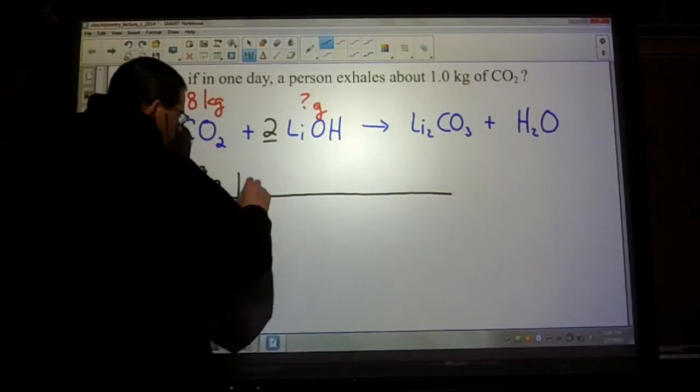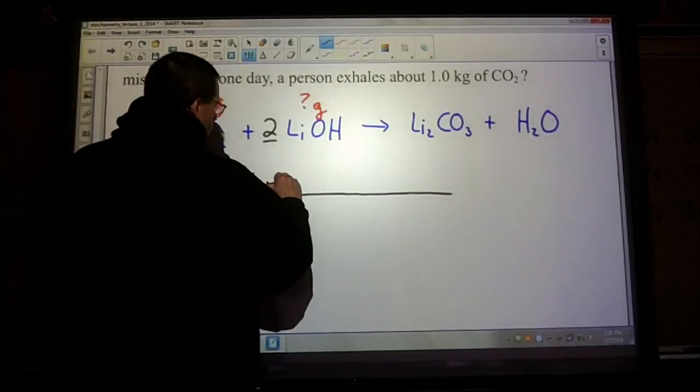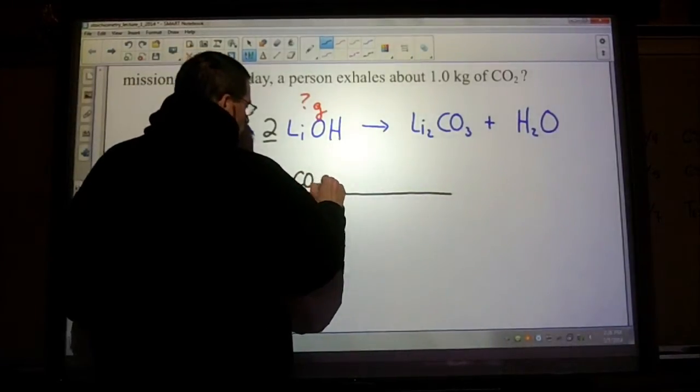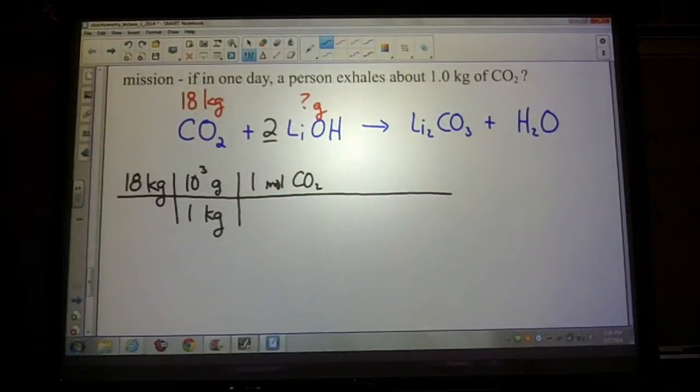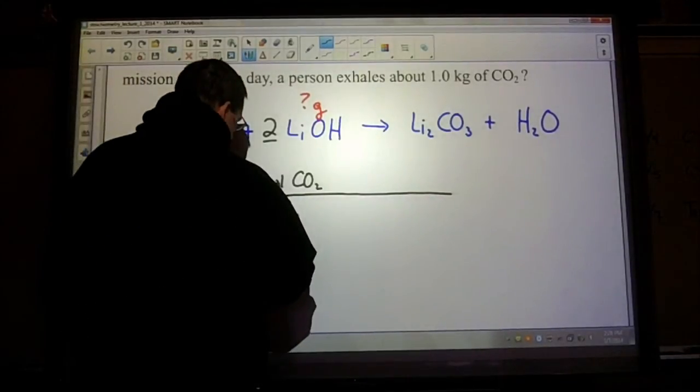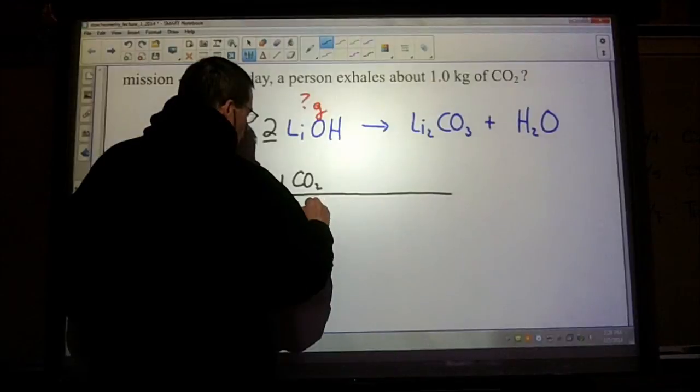Okay, so we need to find out how many moles of carbon dioxide. So what's the molar mass for that? Gosh, I'm so behind. I know, Tim, it's all right.